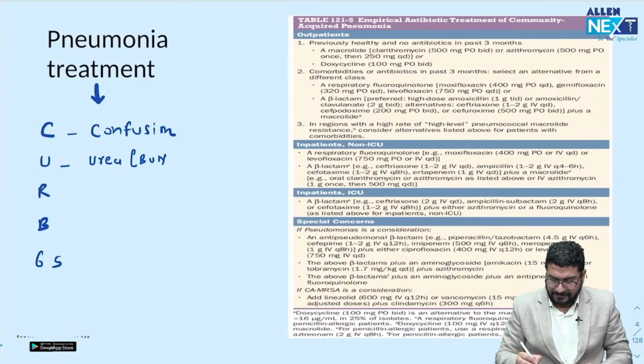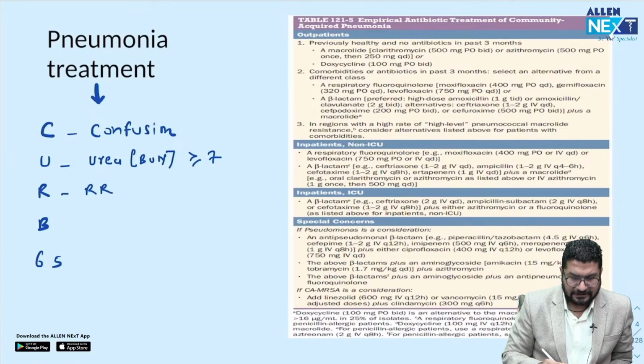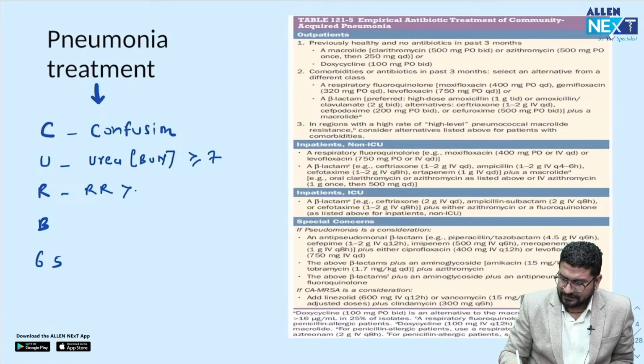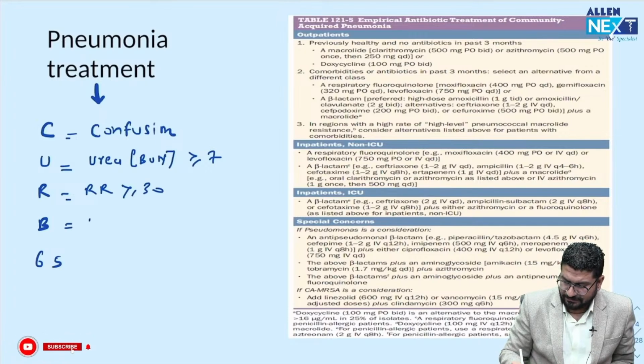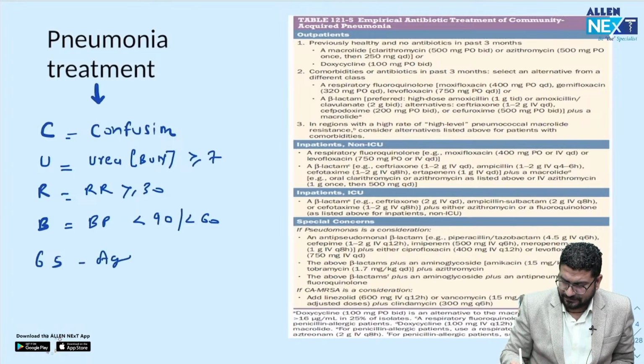You notice BUN is more than 7. R is respiratory rate: increased respiratory rate, more than 30. B is BP: systolic blood pressure less than 90 or diastolic less than 60. And 65 is the age of the patient. For each criterion we give one point.